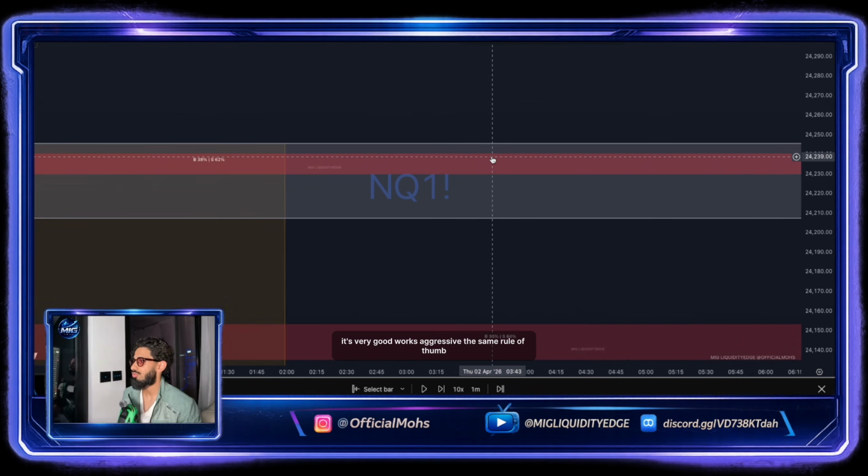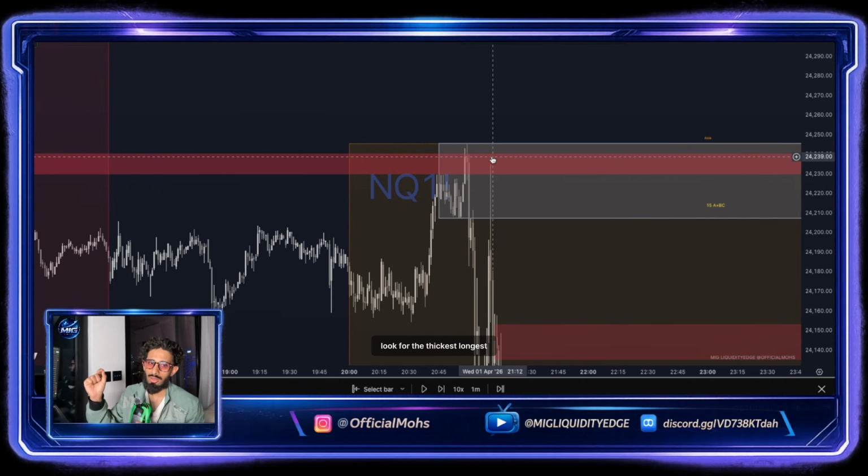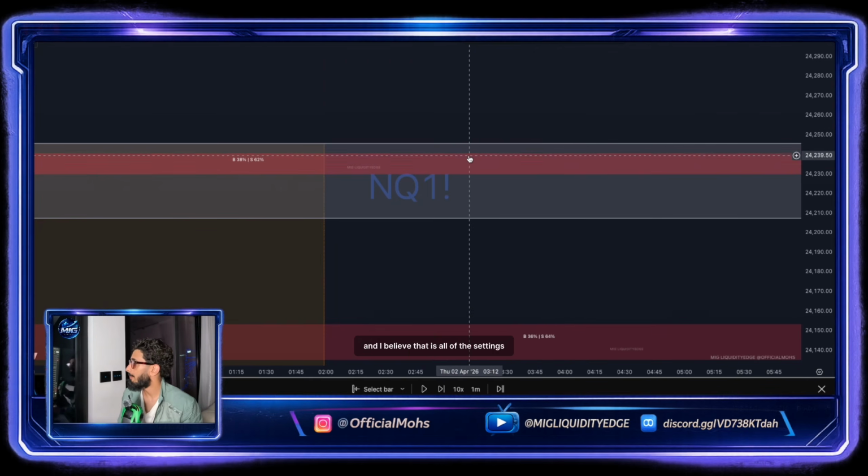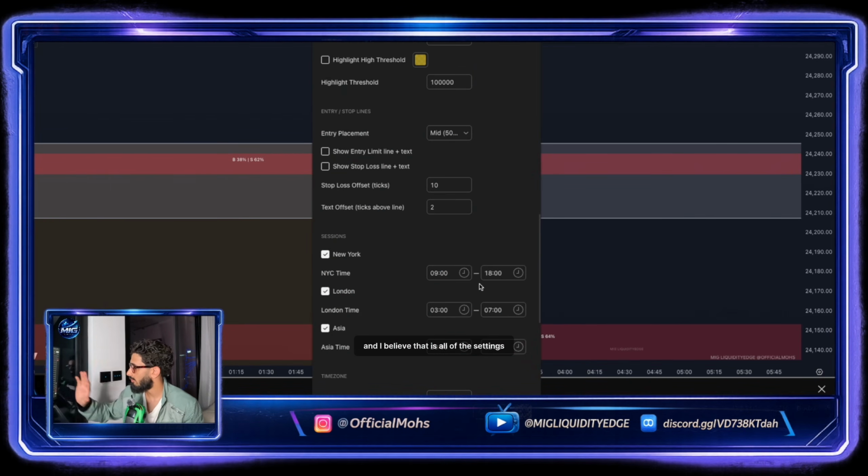Aggressive, the same. Rule of thumb, look for the thickest, longest, hardest pause wick that you can find that is in that area, and take your entry off of that. It hits 100% of the time. Like dead ass, you will find a rejection. Even if it's 3 points, you will find a rejection off of a previous wick that is found in Liquidityedge zones. And I believe that is all of the settings.